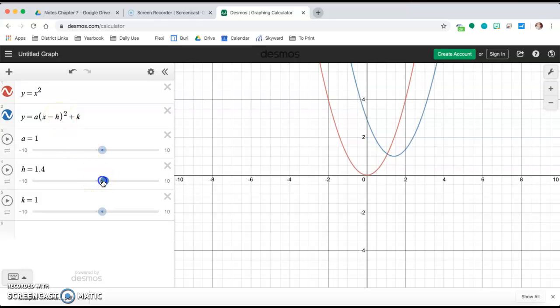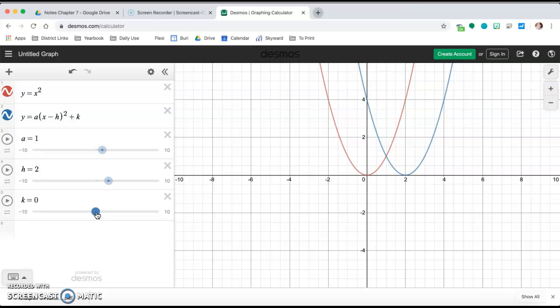If we adjust h up to 2, what do you notice has moved? Let's leave a at 1 where it was, but let's move k back to where it belongs at 0. So if I move h, what does it do? It actually moves the vertex from 0, 0 to 2, 0.